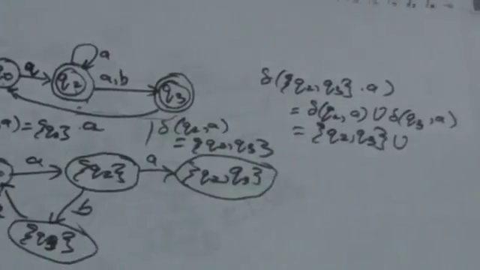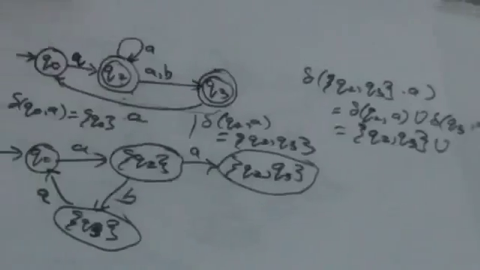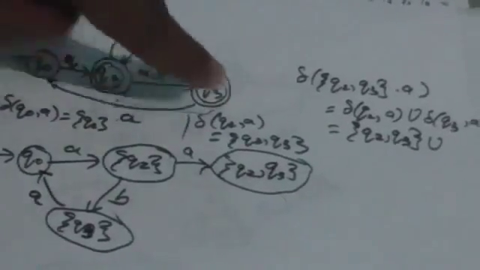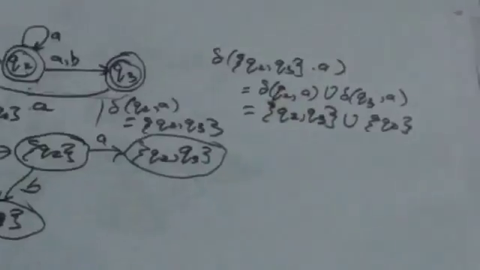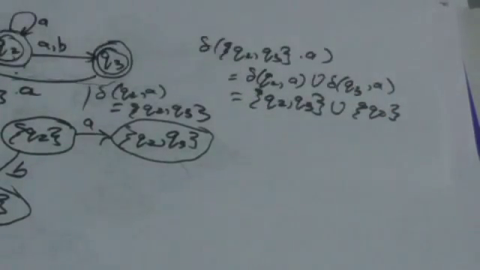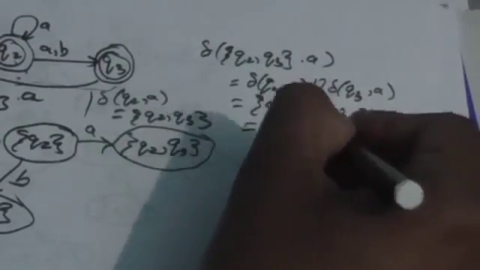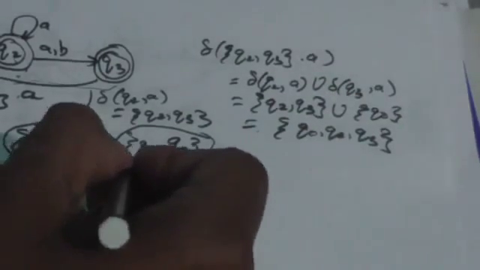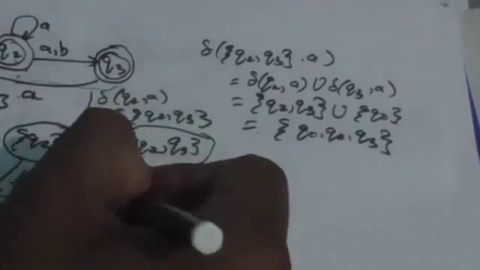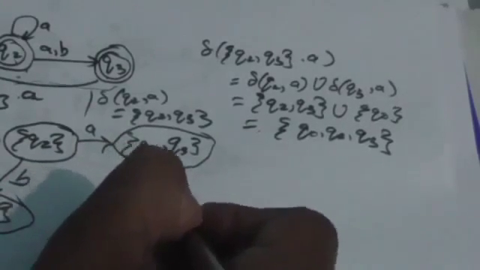Now take its union with delta Q3 A. When we apply A to Q3, it will jump to Q0, so the output is a set having only Q0. Now take the union of these two sets. It would be Q0, Q2 and Q3. So add this transition here: on A, it will jump to Q0, Q2 and Q3.